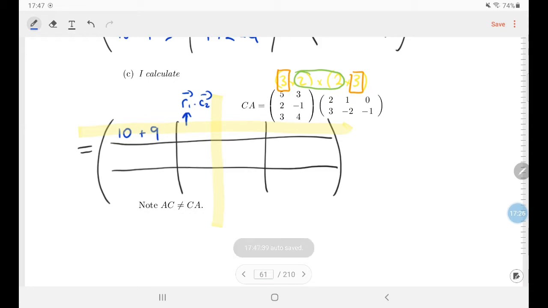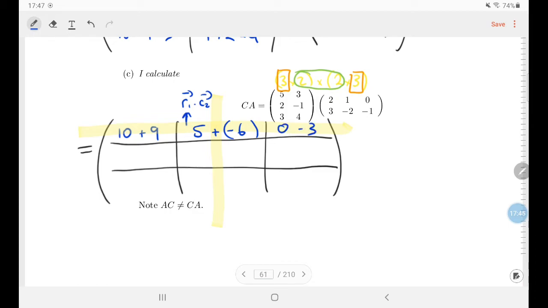Okay, so row 1 by column 2. So 5 by 1 is 5, plus 3 by minus 2 is minus 6. And the last one, 5 by 0 is 0, plus 3 by minus 1 is minus 3.